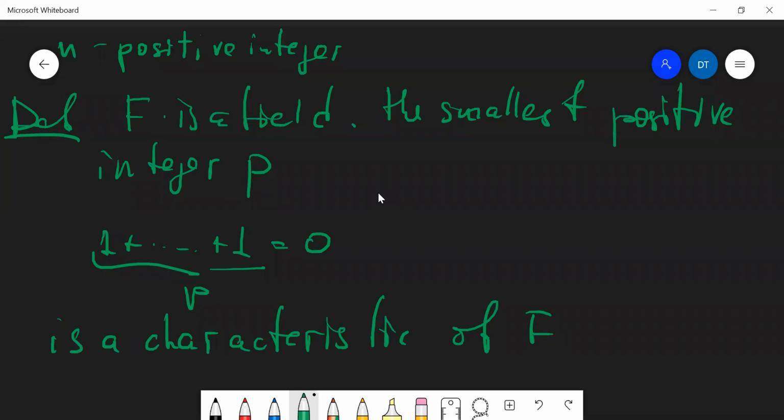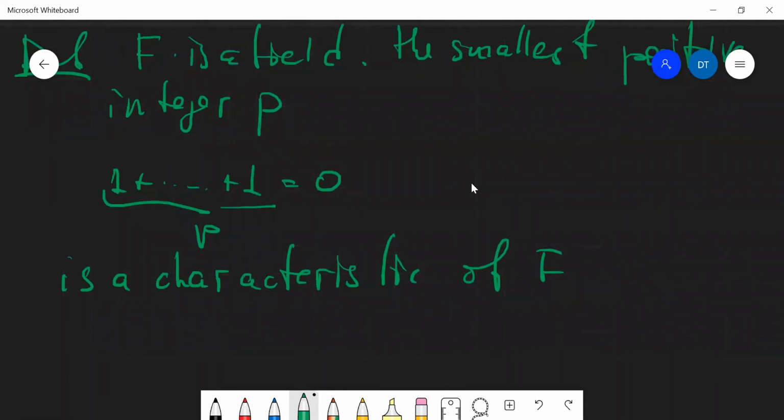If the field does not have such a characteristic, then we say that it's infinite, or what? But give me a second. This will be in a second. If there is no such p, we will say that the characteristic is 0, not infinity. And I will explain in a minute why we would like to define it by 0, not by infinity. So if there is no such p, then we say that the characteristic is 0.